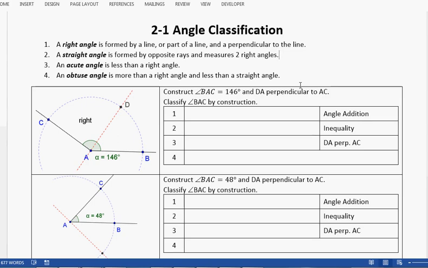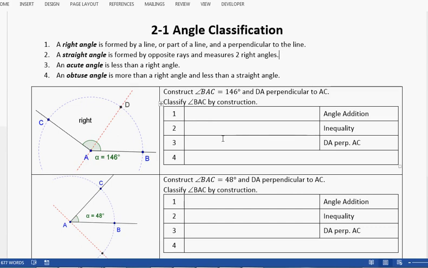Your job is to complete the document before I do and then use this video as support for what you should already know. Go back and look at some of your other documents perhaps. Pause the video before I do the problem and then resume the video to check to see if you got your answer correct. Let's begin by looking at angle classification.